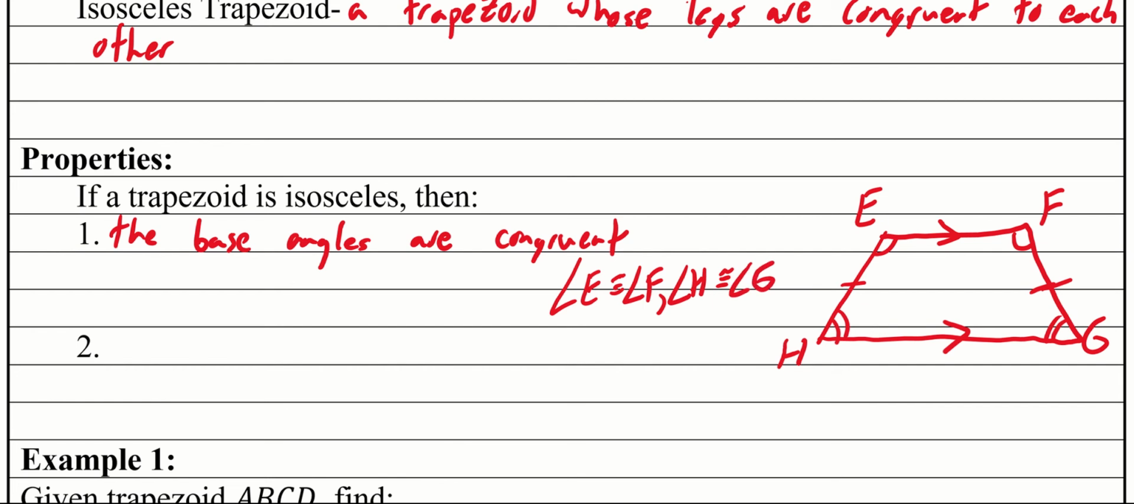And then as a reminder, one other thing that we've talked about before is I know since this is a four-sided shape, all of these angles are going to add up to 360. So we can use that kind of information as well. That's the first one here. The base angles are congruent.